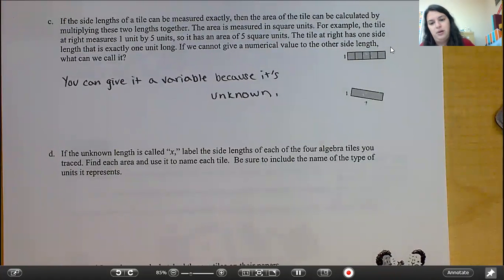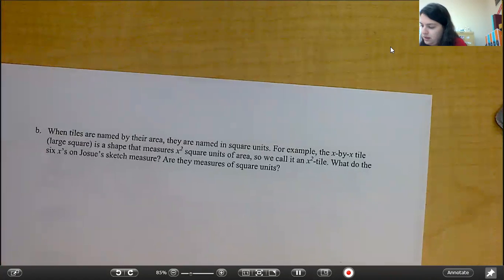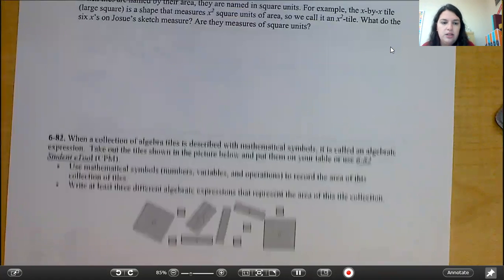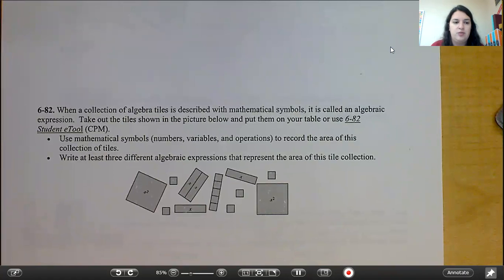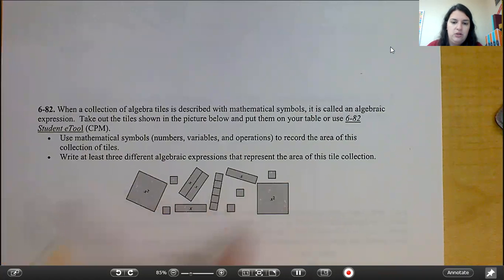We're going to look at problem 682. Problem 682 says, when a collection of algebra tiles is described with mathematical symbols, it is called an algebraic expression. Take out the tiles shown in the picture below and put them on your table, or use the 682 student e-tool. You can just use the picture that's given to you right here. Use mathematical symbols, numbers, variables, and operations to record the area of this collection of tiles. Write at least 3 different algebraic expressions that represent the area of this tile collection.